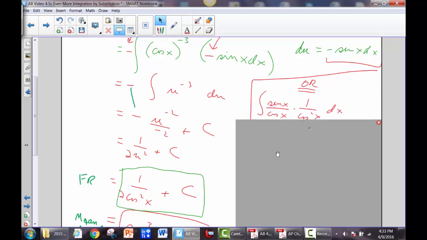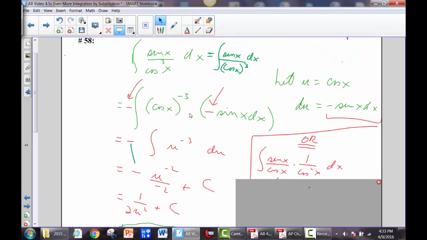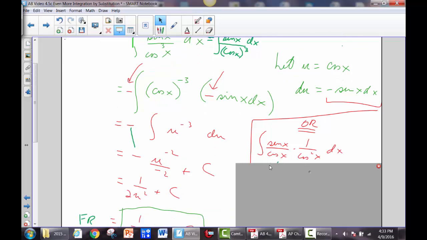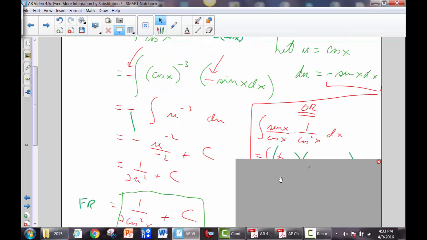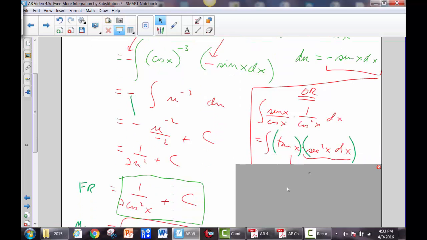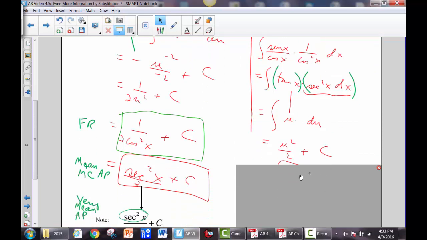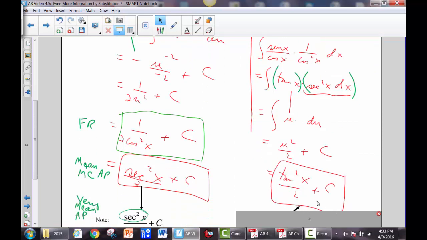There is another option. Remember what we started with, sine over cosine cubed. You could get creative and change that to sine over cos times 1 over cos squared, which happens to be tan squared times secant squared. Of course, if you let u equal tan x, your du is secant squared x dx. You get u squared over 2, which is tan squared x over 2.